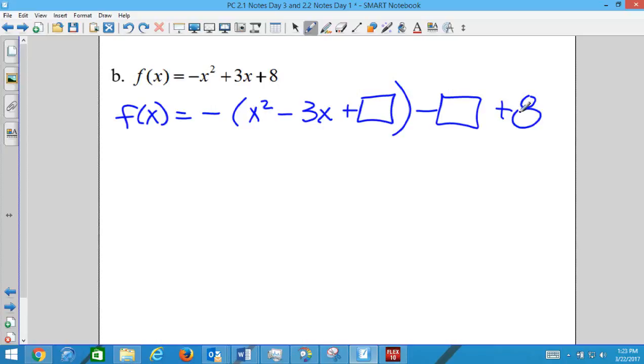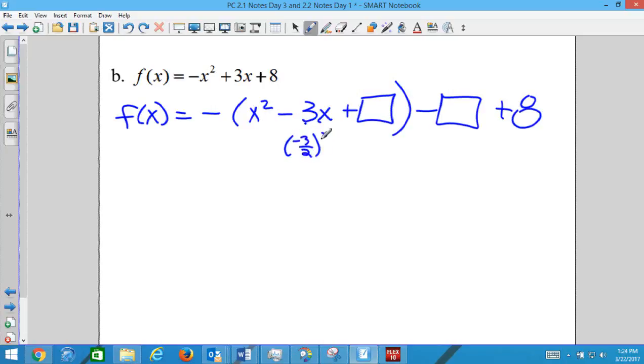I only took the negative sign out of the x squared and the 3x. So when you take that negative sign out, and man, a lot of you messed this up on that test I'm grading. A lot of people took out a negative sign but didn't take it out of the second term. So we're taking out the negative sign, and then the 8 doesn't get affected by that. All right, what goes in here?